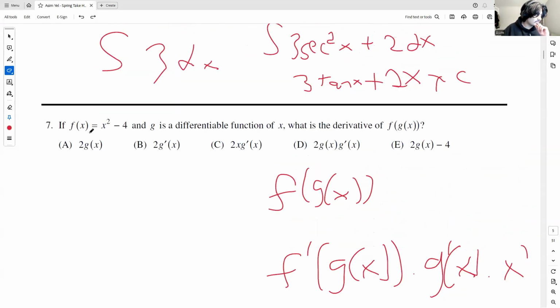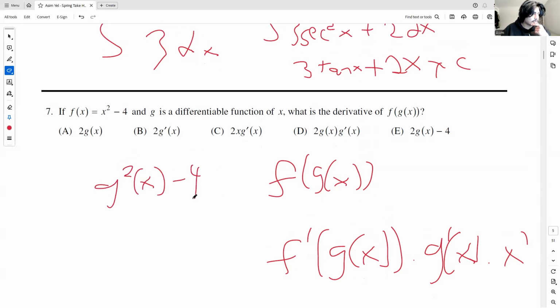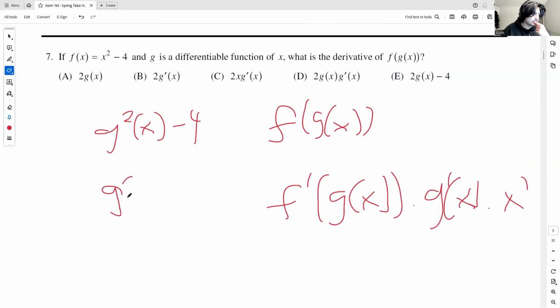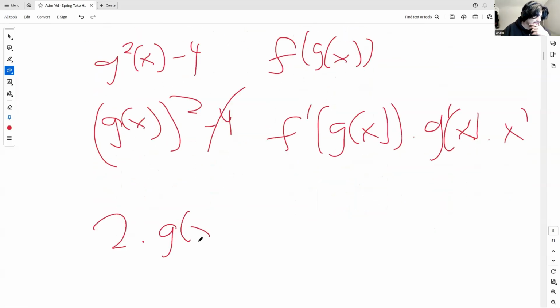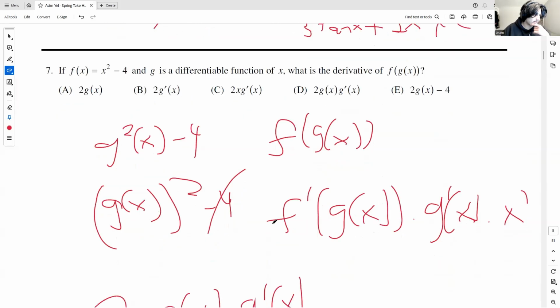Anyway, now our function is this. So I'm just going to plug g of x into this function because g of x is inside of f of x. So g squared of x minus 4, and you want me to take the derivative of this. So g of x to the power of 2 minus 4. How can I take the derivative? Basically, a constant's derivative is 0, so you just don't think about this. And 2 times g of x, times g prime of x. Yeah, so it should be d.